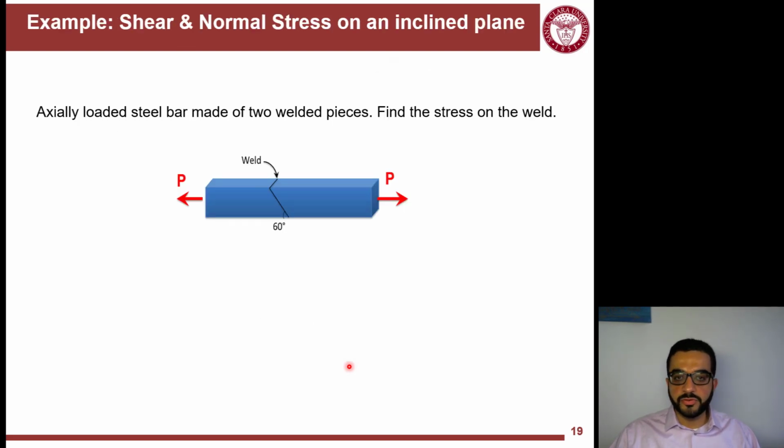So the last thing we'll do in this video is try to meld together, combine the knowledge of normal stress and shear stress in one example, and illustrate that they actually can happen from the same loading case. So let me pull here the solution for this exercise. We have a bar that's welded at 60 degrees, and it's being tensioned from both ends by two equal and opposite forces, P.